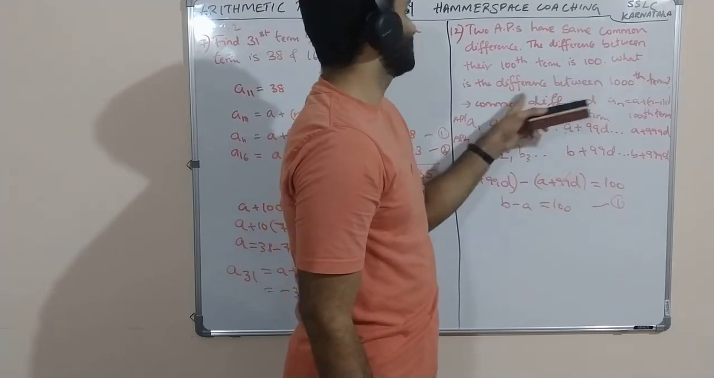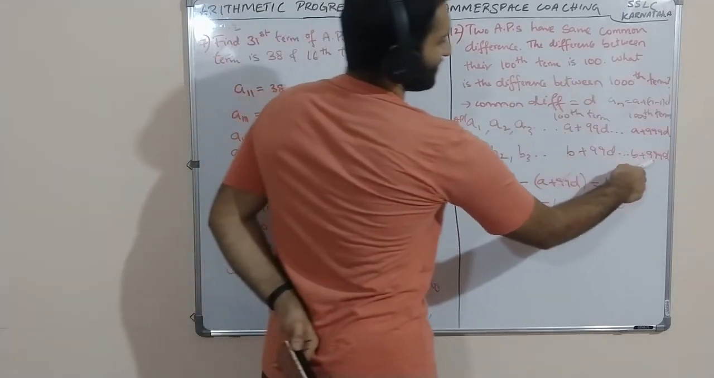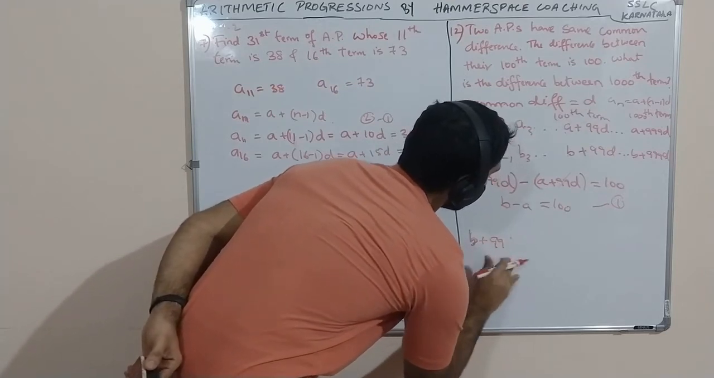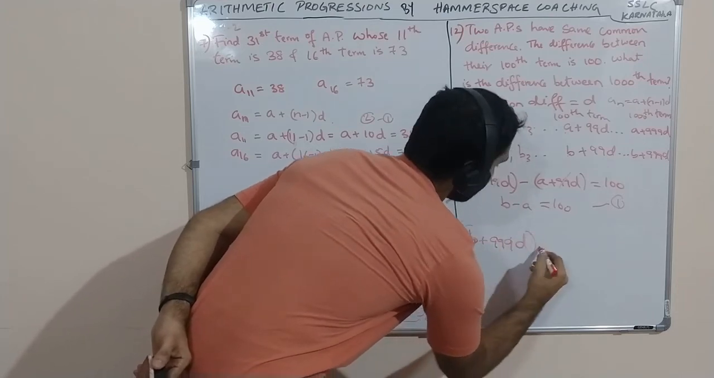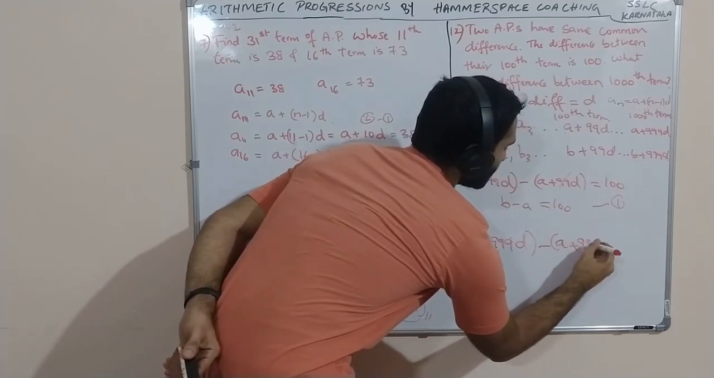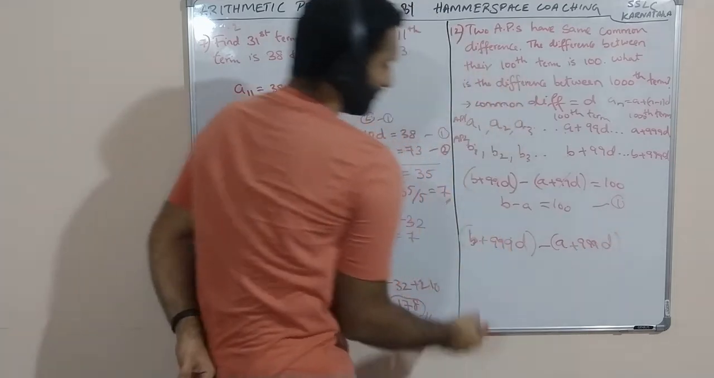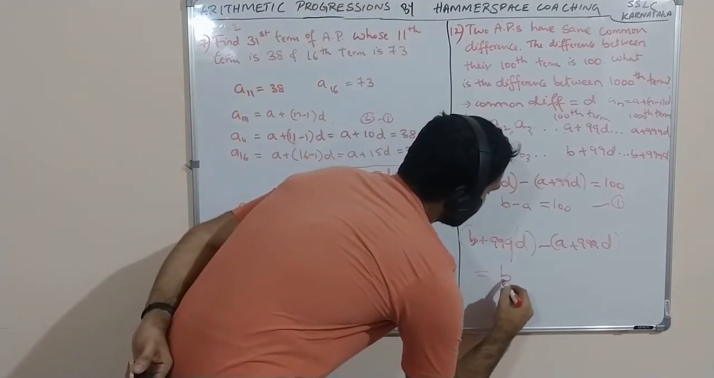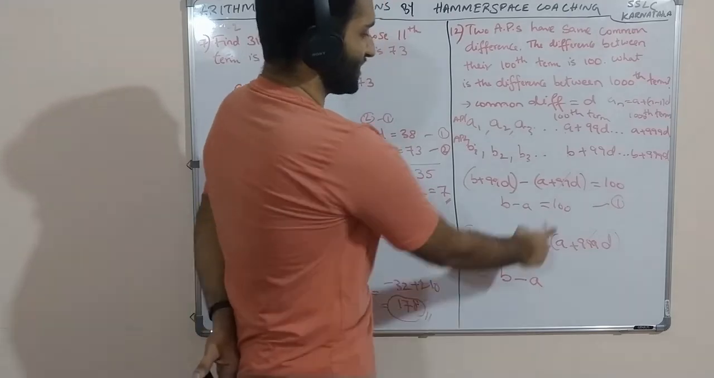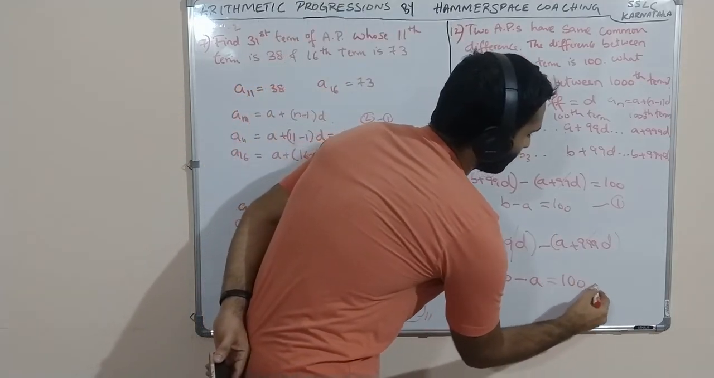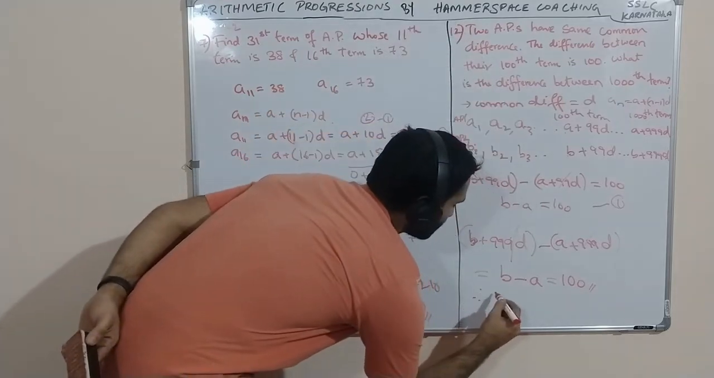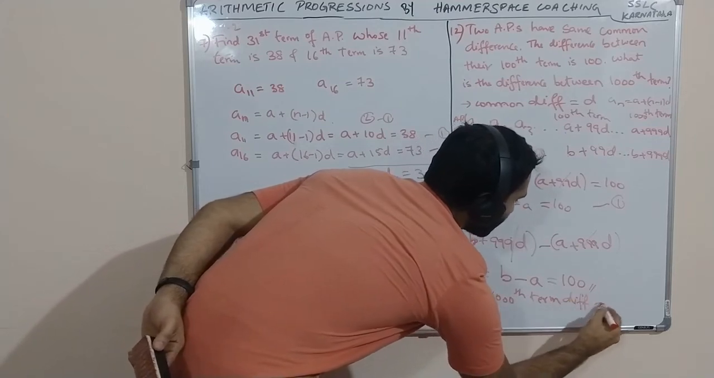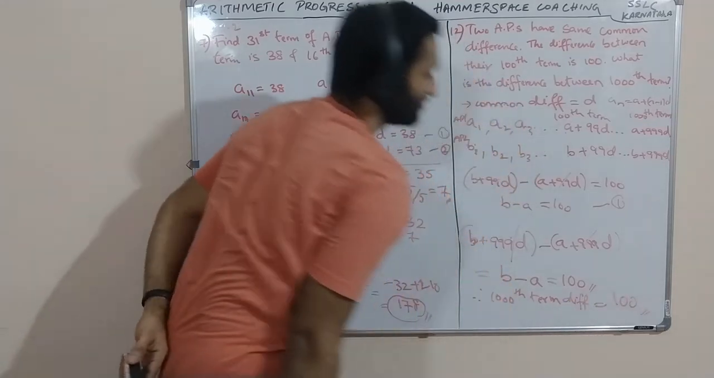Now what is the difference between the 1000th terms? So B plus 999D minus A plus 999D. Again these two will get cancelled. So the difference between the 1000th terms will also be B minus A. From equation 1, B minus A is 100. So the difference between the 1000th terms is also 100. This is the solution for the 12th.